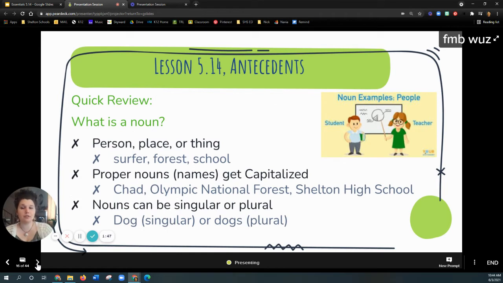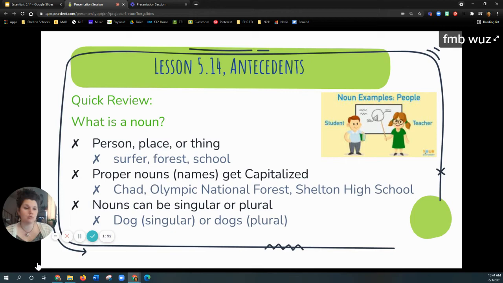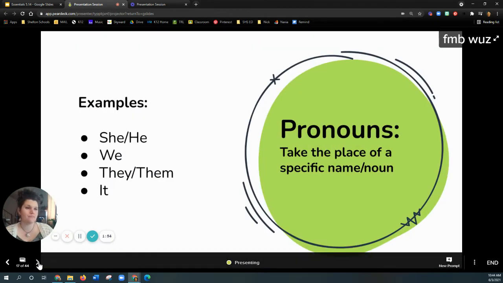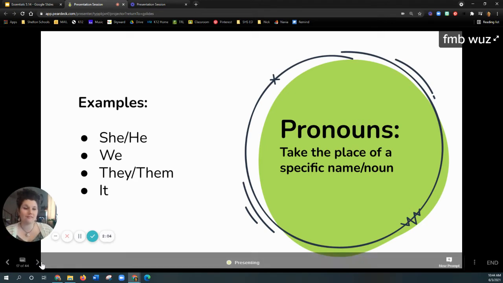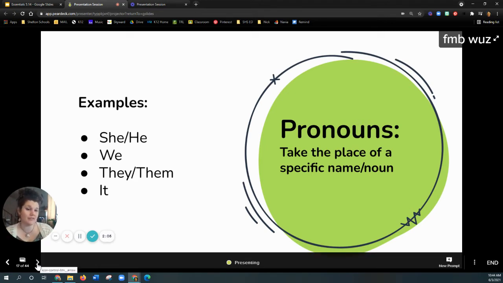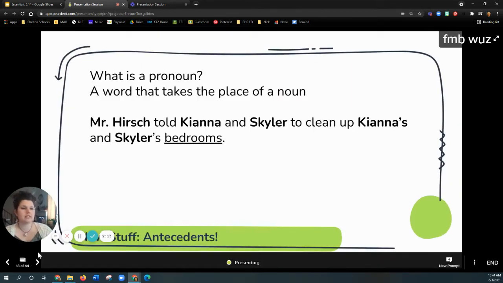They can also be plural or singular. So that means you could have one dog or you could have two dogs, more than one dog. Some examples of pronouns: she and he, we, they, them, it. So these are all words that we can use in replace of a name. It's often a name. To be more specific, yes, it's a noun, but it's often a proper noun. So let's look at some examples.